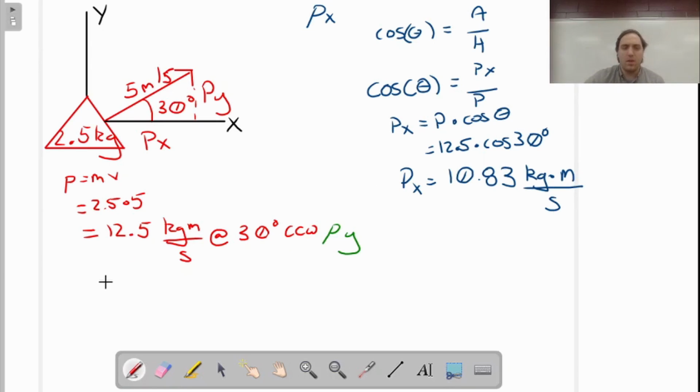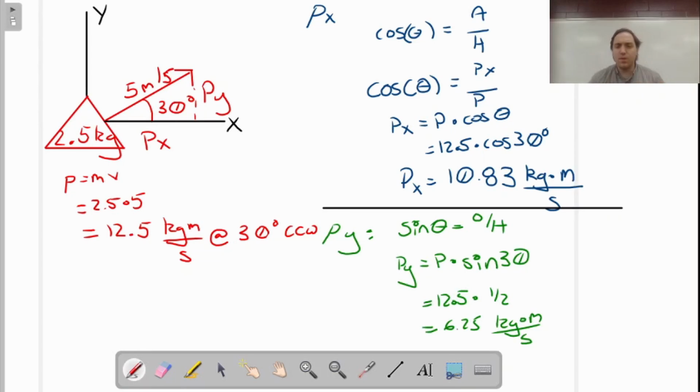Go ahead and try py on your own. If you went through and were careful with math, you should get 6.25 kilograms meters per second.